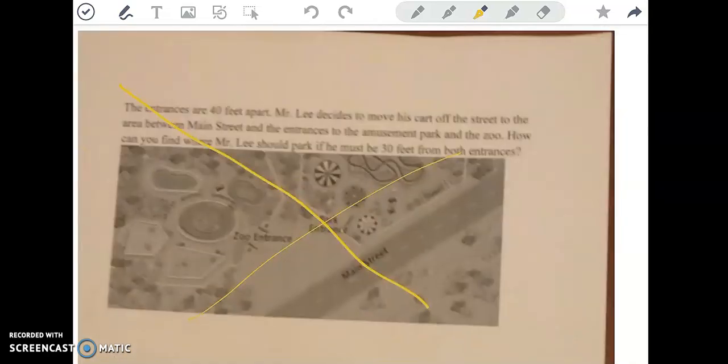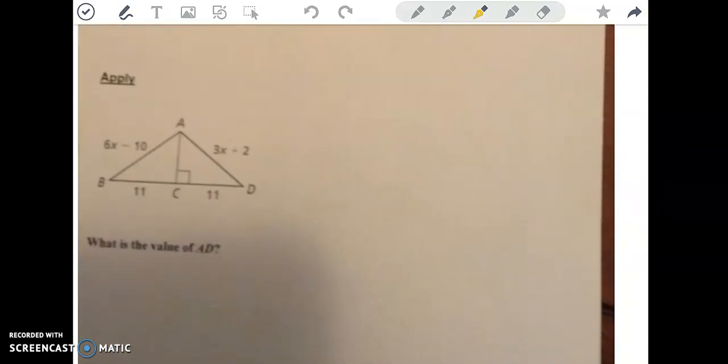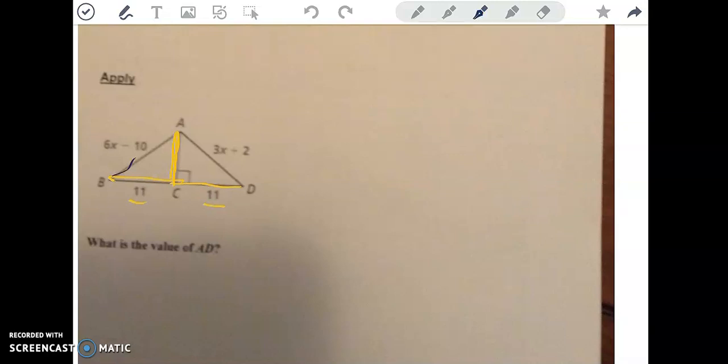All right, so at the bottom though, this is where we're going to learn to apply. Very, very easy stuff, okay? Once you realize that we have a perpendicular bisector, so we have two equal parts, it says 11 and 11. So now what we have here is these two triangles, or these two sides, are going to be congruent to each other.